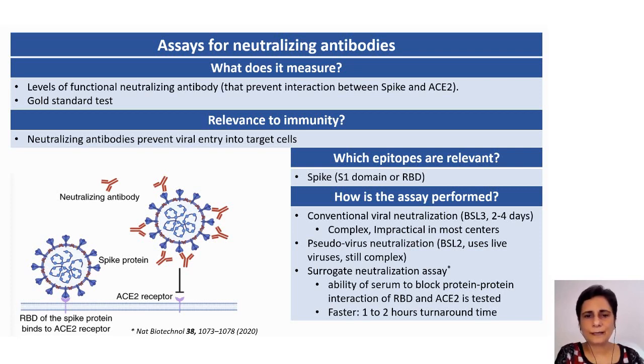In addition to that, another test has been developed, which is called a surrogate neutralization assay, where you just take the spike protein and the ACE2 protein and you look to see whether the binding of the spike protein to the ACE2 protein can be inhibited by the presence of antibodies. It's almost like an ELISA format and can be done quite quickly.